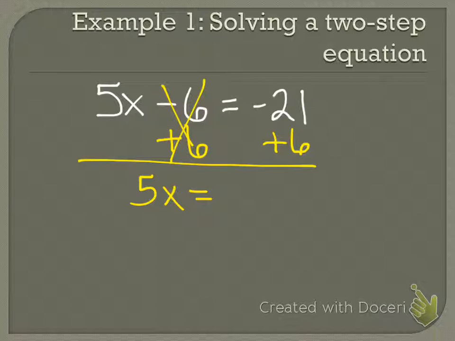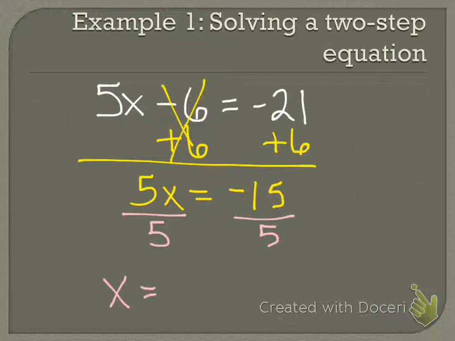And what's negative 21 plus 6? Negative 15. All right, so now, what do I do to solve for x? Have I solved yet? Is x by itself? What do I need to do to get x by itself? Divide by 5. Very good. I need to divide by 5 on both sides, and x equals what?